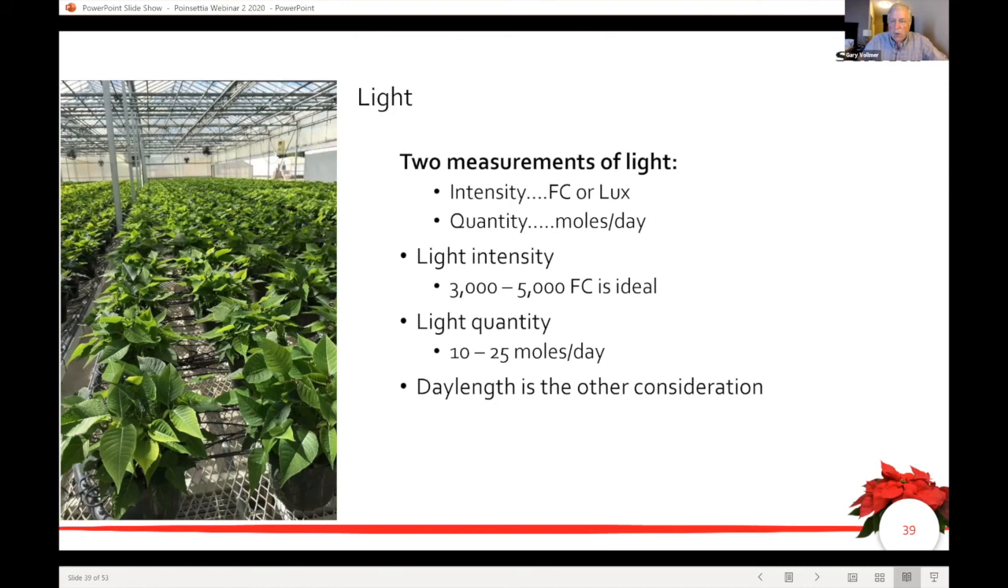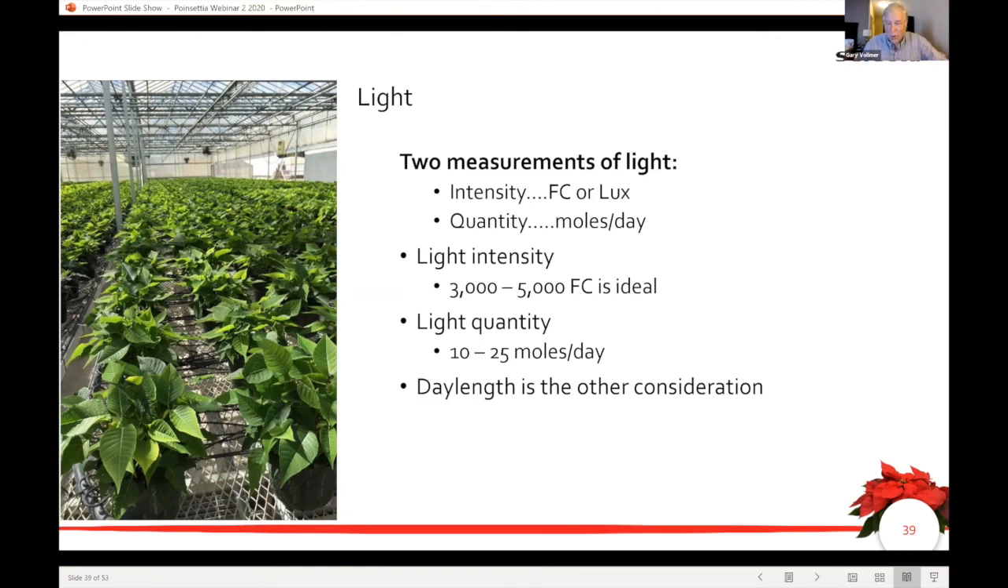So even a poinsettia could take more light. It's the infrared from extremely high light. So that's why we tend to shade poinsettias a little bit. And then in the South, sometimes they keep a little shade all the way through. But it's not how it's applied in intensity, it's the accumulation of moles.